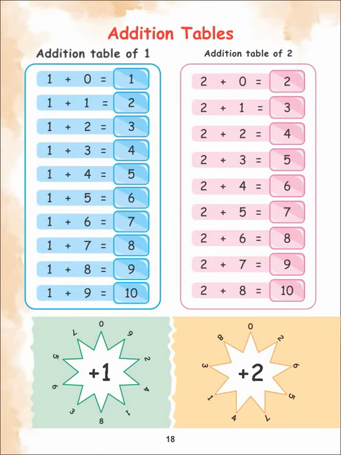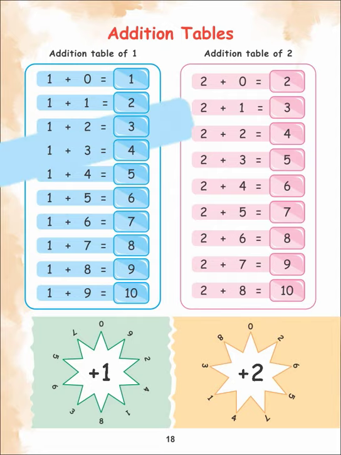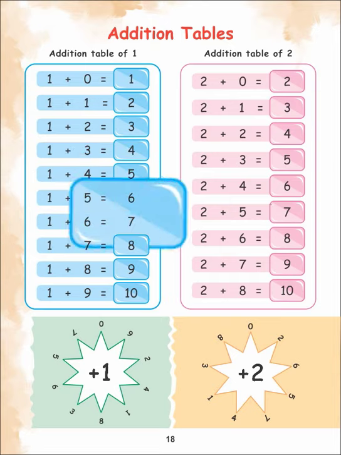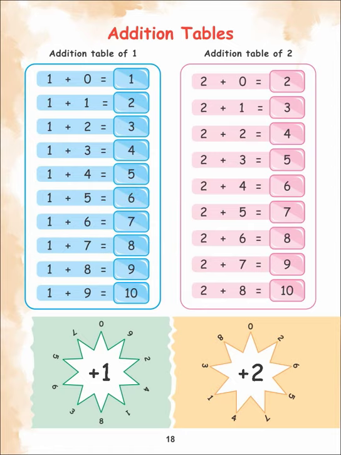Addition tables. Addition table of 1. 1 plus 0, 1. 1 plus 1, 2. 1 plus 2, 3. 1 plus 3, 4. 1 plus 4, 5. 1 plus 5, 6. 1 plus 6, 7. 1 plus 7, 8. 1 plus 8, 9. 1 plus 9, 10.